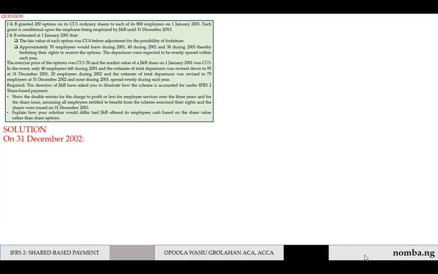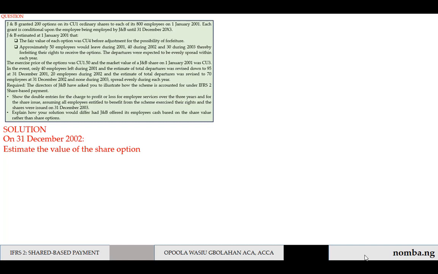At 31st December 2002, we would estimate again the total value of options that will eventually vest. We're told in the question that at 31st December 2002, 20 left. And because 20 left again, they now made a new estimate that the total departure will be 70 at 31st December 2002. What that means is that at the end of 2002, the total expected departure is now 70.